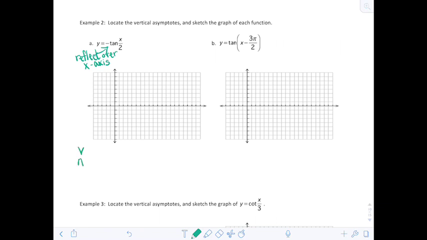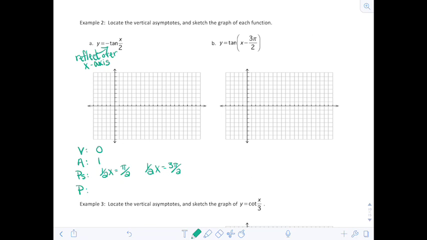So let's start with VAP: vertical translation, amplitude, phase shift, and period. There is no vertical translation. The amplitude is 1, with again a reflection over the x-axis. For the period change, I'm going to set 1/2 x equal to my first asymptote, pi over 2, and then set 1/2 x equal to 3 pi over 2, and solve for x to get my new asymptotes. Or sorry, this doesn't have a phase shift, it's the period change.